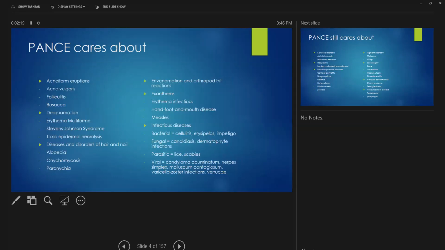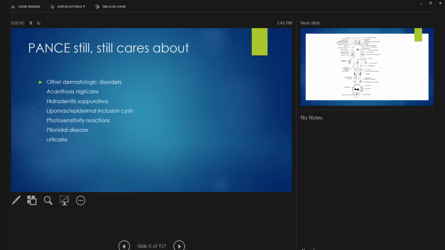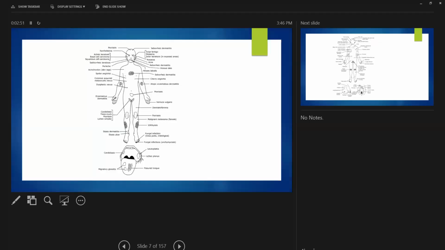So what does PANCE care about? Well, here's the PANCE blueprint for derm. It's actually fairly robust. I'll let you read through this on your own, but always keep the PANCE blueprint in mind, and we'll make sure that we cover these topics throughout this module. PANCE still cares about your keratotic disorders, pigment disorders, which we'll talk about some today, and other dermatologic disorders, which we also hit. Just to be aware, there are a lot of PANCE topics covered in dermatology, although that's only 5% of your exam, so that makes it difficult.